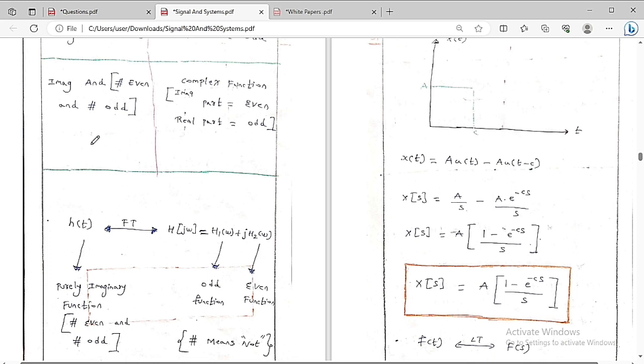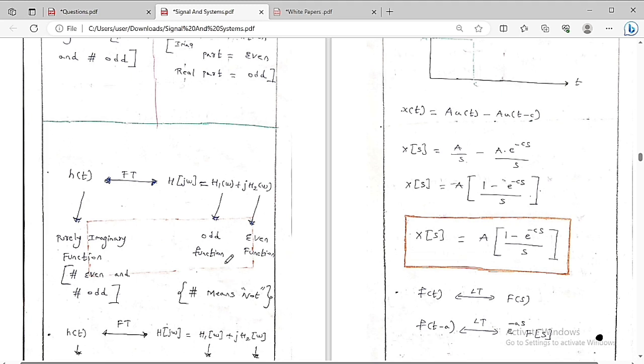So you can see, if the given signal in the time domain is an imaginary signal and it is neither an even signal nor an odd signal, then the Fourier transform is a complex function with the real part odd in nature and the imaginary part even in nature. Right? This slash means not. It is not an even signal and not an odd signal.